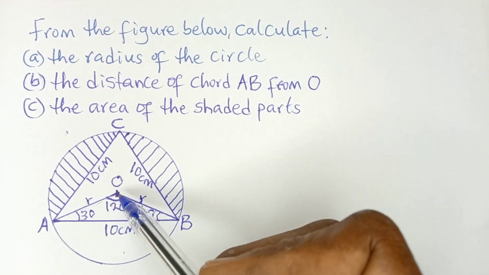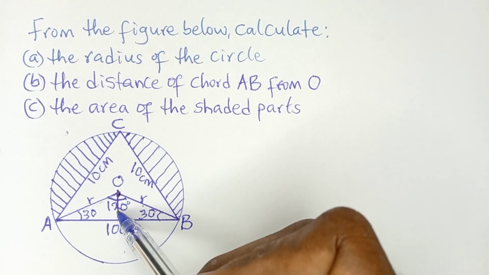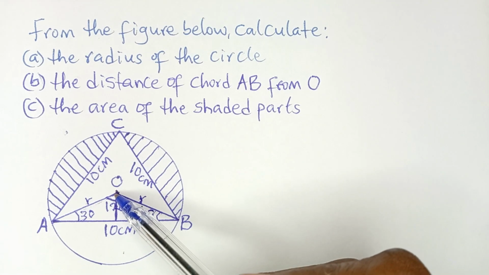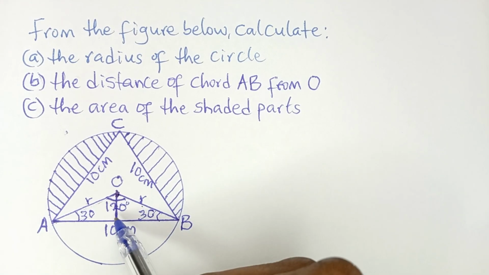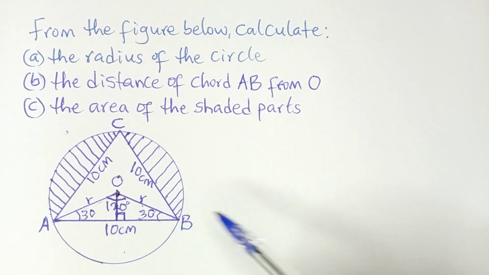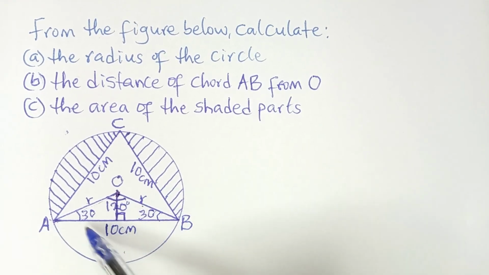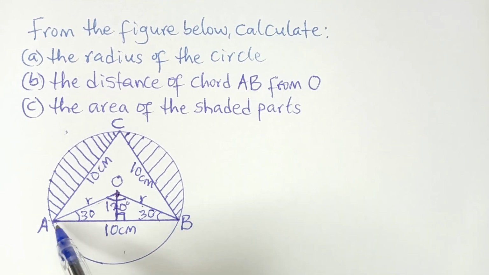Now, if we draw a line from the center of this triangle to this chord AB. The circle theorem says that a perpendicular line from the center of a circle to a chord of the circle is bisecting that chord. So when you have a perpendicular line, that is a line that is at 90 degrees to a chord, that line will bisect the chord.